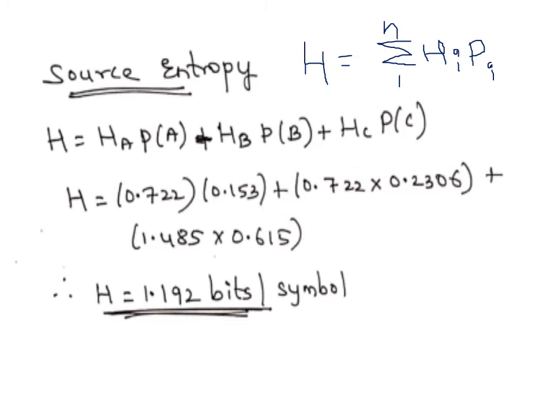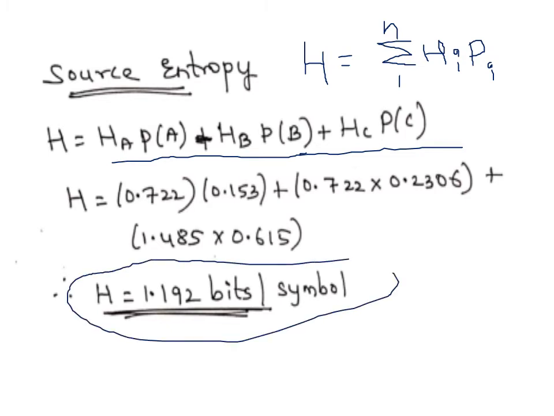So in this example we have 3 states. So the n value is 3, hence the formula reduces to H of A P of A plus H of B P of B plus H of C P of C. Substitute state entropies and state probabilities and simplify, and we obtain source entropy as 1.192 bits per symbol.